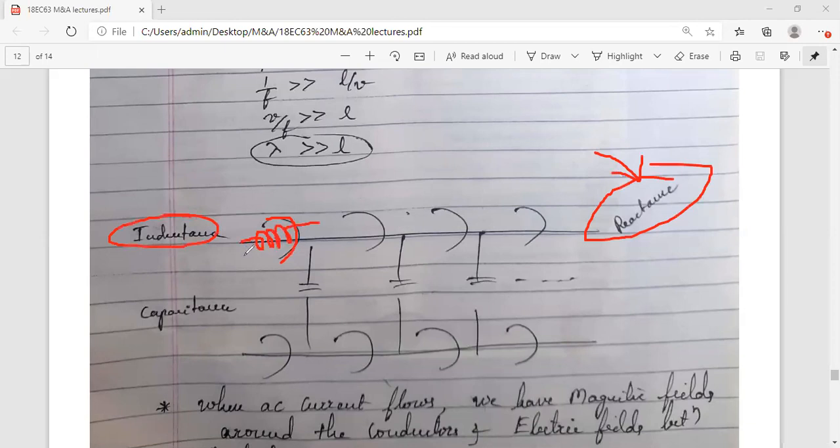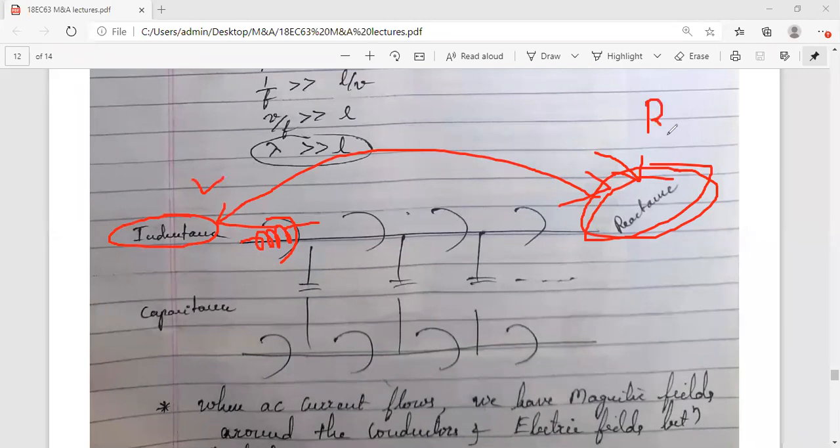You can just draw it spirally. This is the symbol for inductance. But what is the difference between reactance and inductance? Inductance is L, reactance will become inductive reactance R plus j omega L. I think you have studied this already, right? Resistance and inductance all together will give you the reactance.